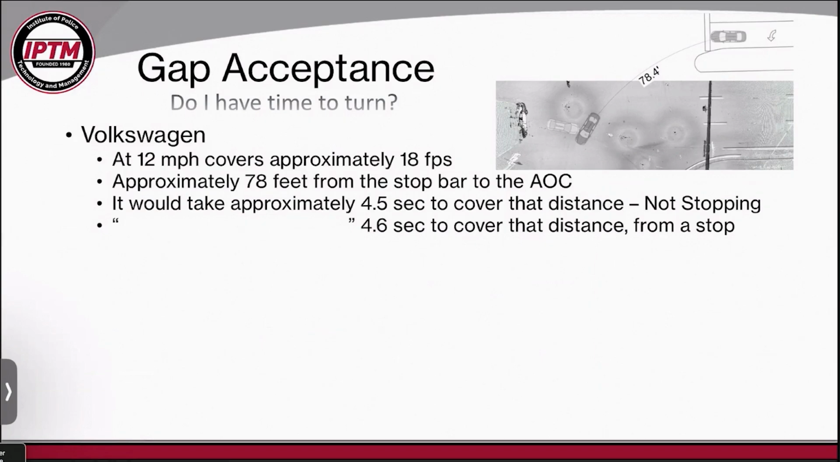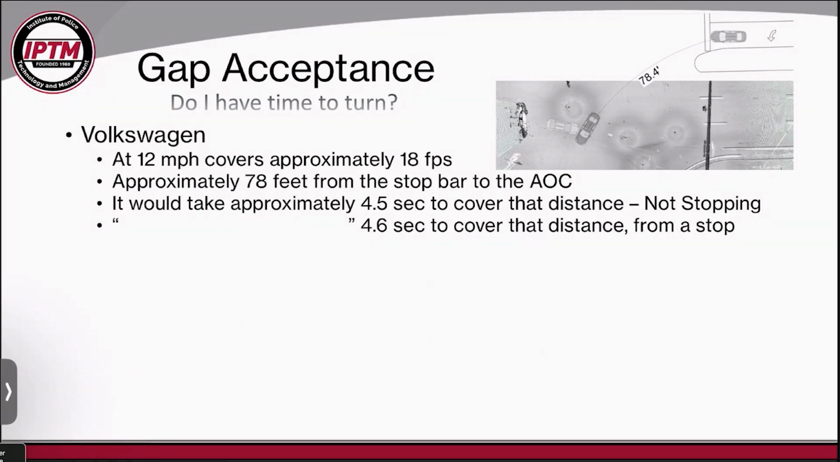Based on our conservation of linear momentum analysis, we had determined that the Volkswagen was at or about 12 miles an hour when it was struck. We determined that from the stop bar to the area of collision, it's approximately 78 feet. As you can see here, at 12 miles per hour, when we convert that to a unit of feet per second, it's approximately 18. So now what we're able to do is say, okay, how much time would it take to get from the stop bar to the area of collision, or to cover that span of 78 feet?